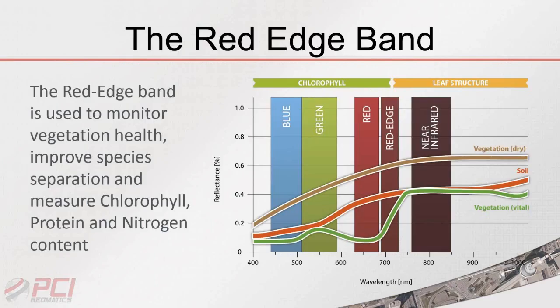And later on, on this next slide here, we'll talk about a little bit of the benefits. You can see where our red edge band sits as compared to our other bands. The red edge band is specifically used for monitoring vegetative health, improving species separation, and measuring chlorophyll, protein, and nitrogen content. What we've seen this used for, many of our partners in the industry use this in place of some algorithms with NDVI, the vegetation indices. We have proprietary indices as well using the red edge band, and we've had nothing but really good feedback on that. Next slide, please.